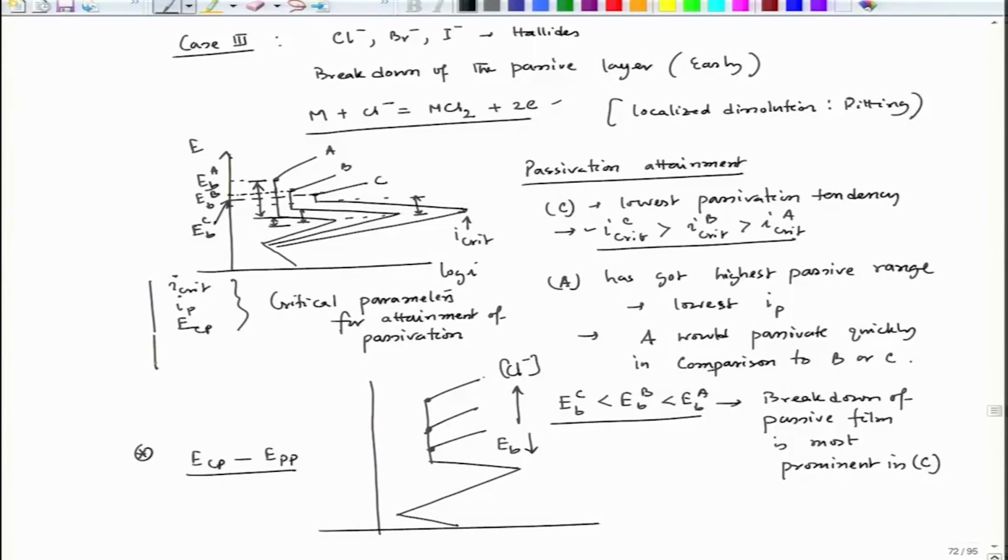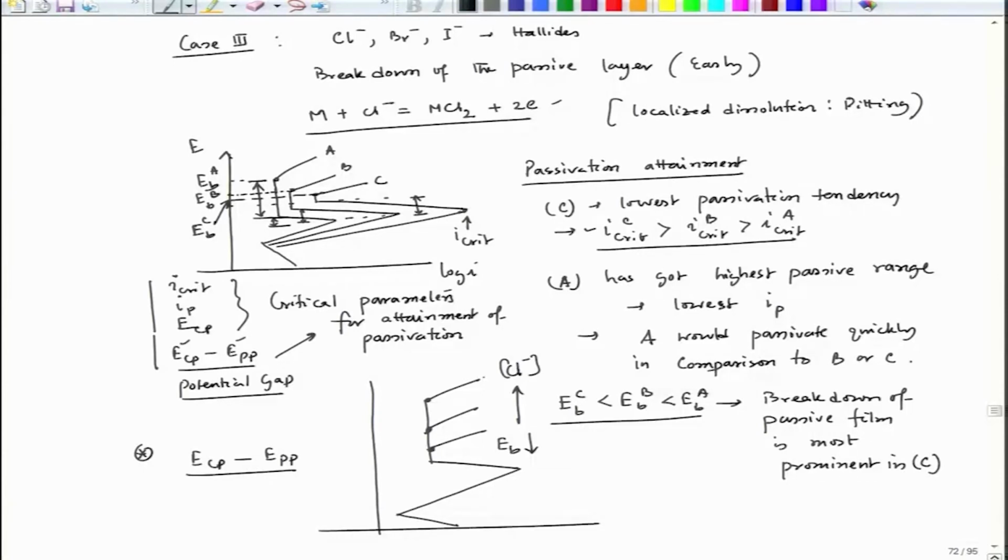So, now this gap is also another important factor, which is ECP minus EPP. This potential gap is also a critical parameter. Now, when we combine passivation with the mixed potential theory, we would realize the importance of this ECP and this EPP, this gap.